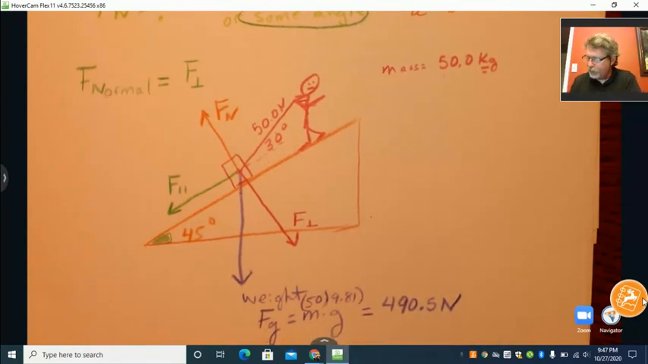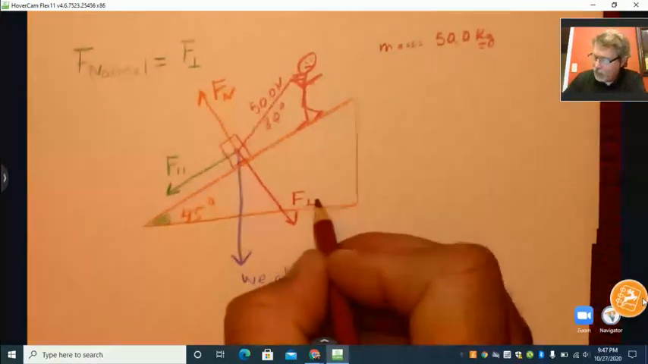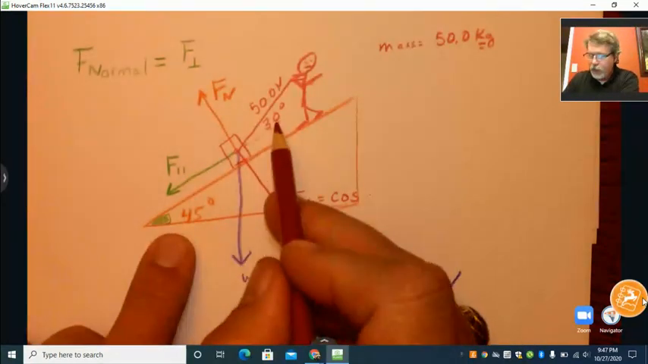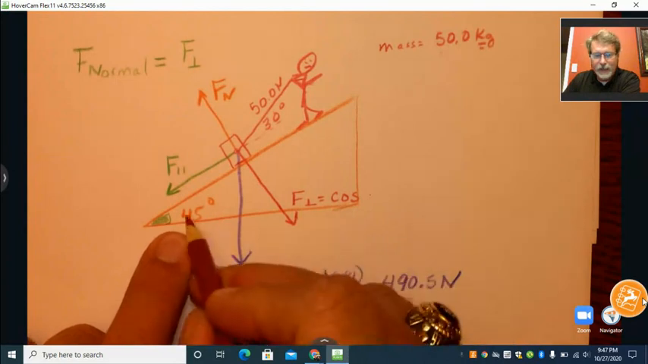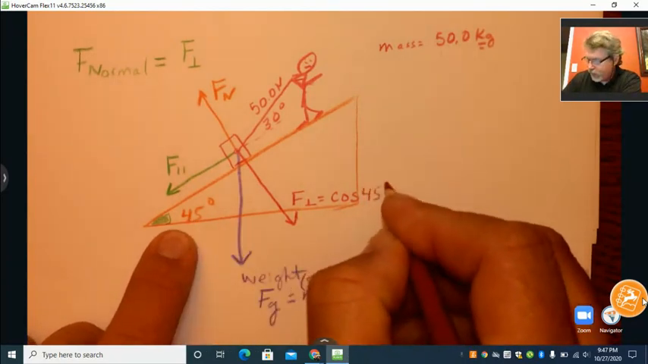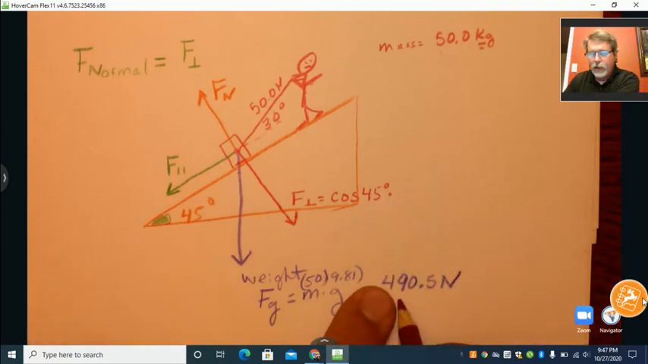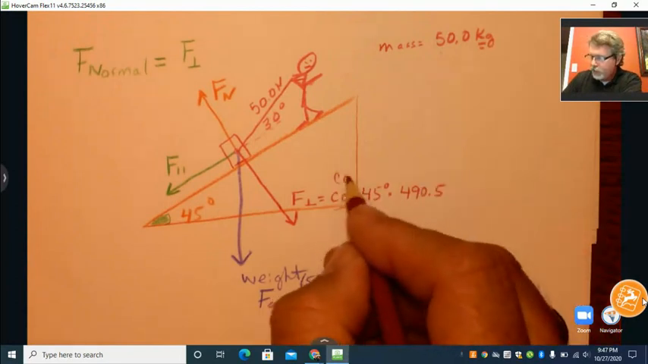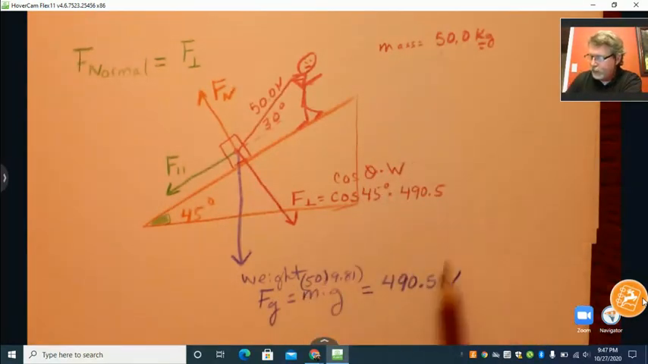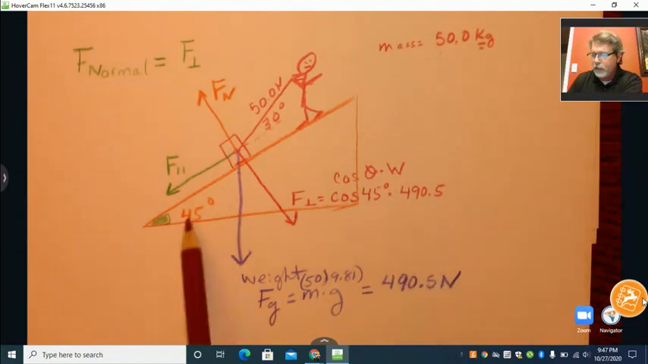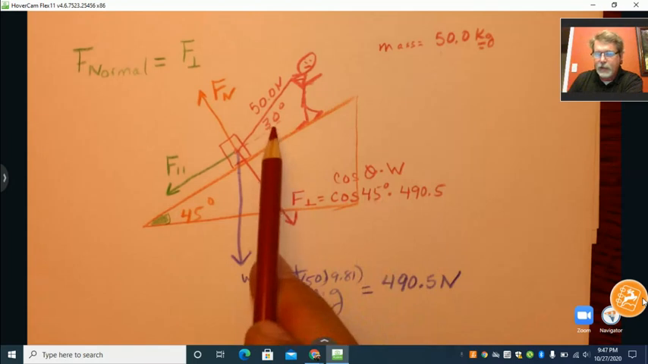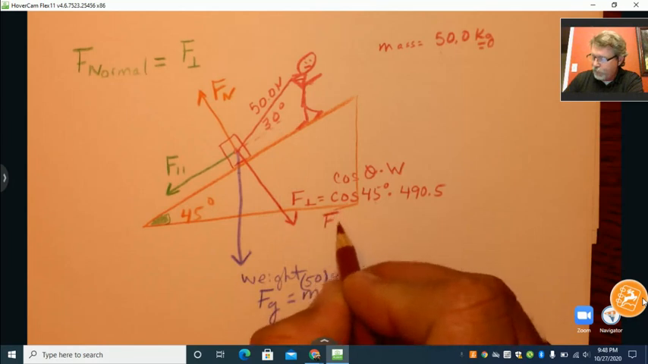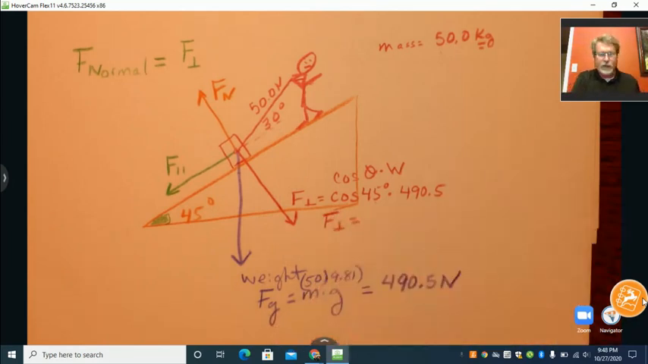All right, so force perpendicular down here is going to be the cosine component of the weight. Now, we're not using the 30, it's the cosine of the incline, the 45. And it's times the weight, which we already know is 490.5. So cosine of theta times the weight. So we took our weight and substituted it in. We took the angle of the incline, not the angle that he's pulling with, but the angle of the incline. So we'll solve that out. We'll get force perpendicular equals cosine of 45.